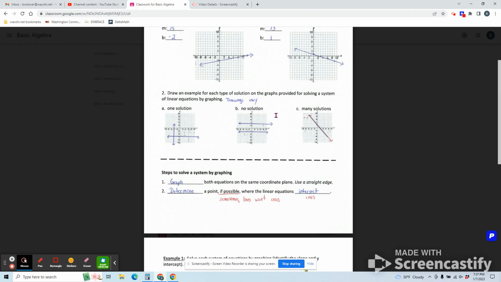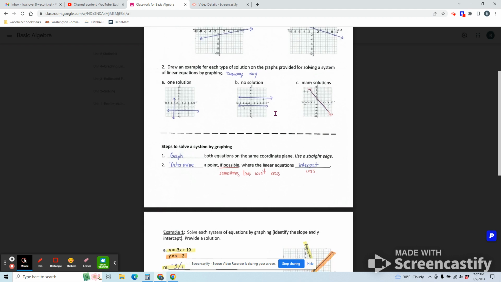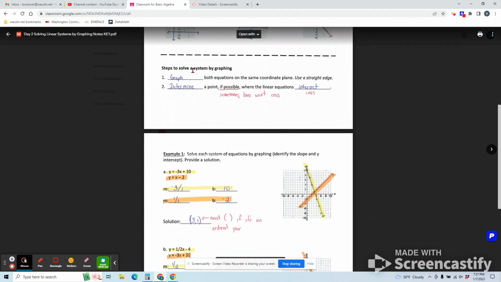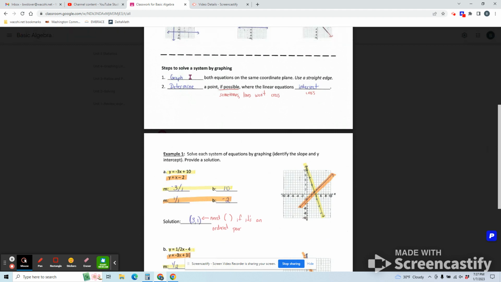Today, we're going to get into actually graphing both equations onto your graph. So it says steps to solve a system. Number 1, graph both equations on the same coordinate plane. Use a straight edge when you graph them. Accuracy is going to matter. You can use your ID as a straight edge. The second step is to determine a point, if possible, because sometimes your lines don't cross. So determine a point where the linear equations intersect. So there's your 2 steps in order to get your answers.